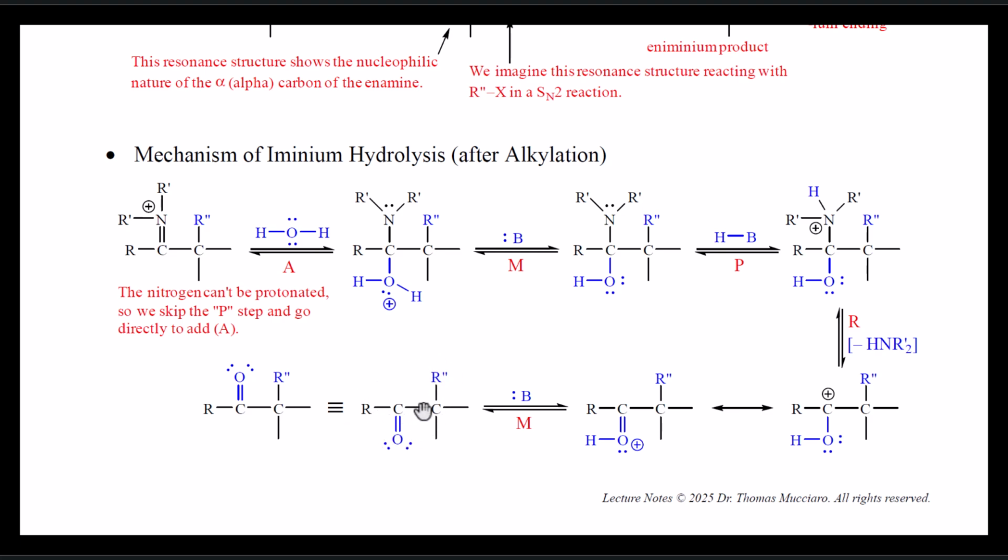The product looks like this. The oxygen is written upside down just to make room from the beginning. We can write it flipped over. We can see then that that is our ketone or aldehyde that we started with.